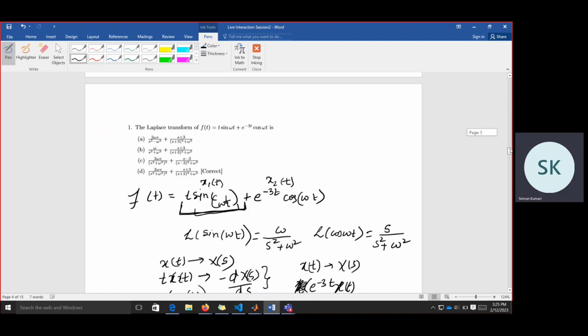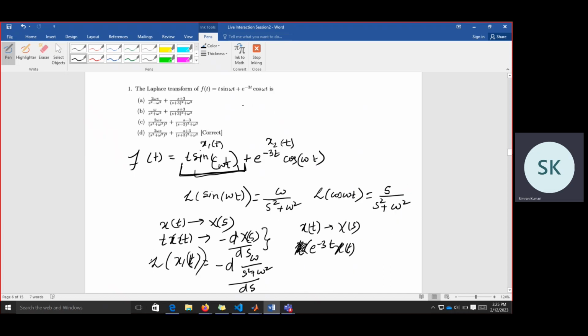So here we will be using the properties only. If we have sine omega t, we know the Laplace transform of this one. Then t sine omega t will be what? This is the derivative in the S domain. And we have cos omega t, we know the Laplace transform of this one. Then e to the power minus 3t, this is multiplication by an exponential. So this is basically a shift in the S domain. So it will be, I think, minus 3 or plus 3. Minus 3 though.